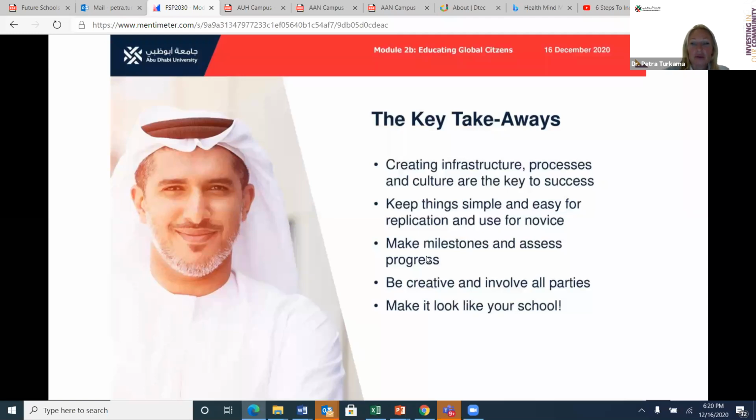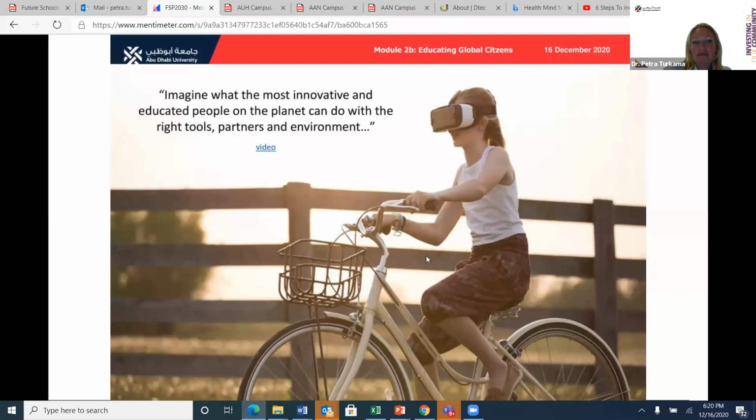And make it look like your school. It is different in every school. So think about who your resources are, who your key people are, what your objectives are, what works for you. What works in one place doesn't work in another. So maybe this is something that I wanted to convey to you today, and leave you with this quote: Imagine what the most innovative and educated people on the planet can do with the right tools, partners, and environments.